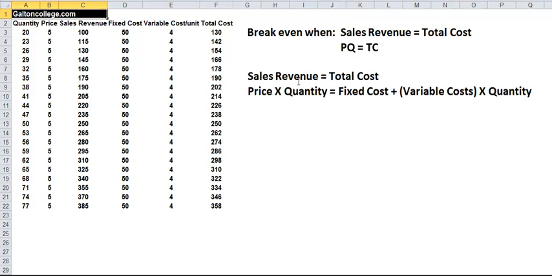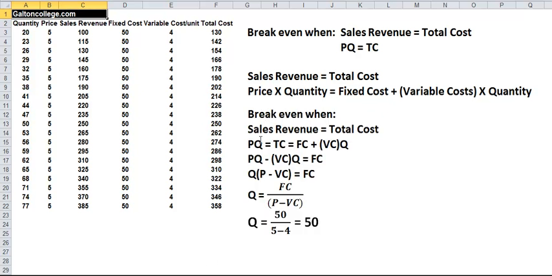Just expanding that, we've got sales revenue equals total cost. Price times quantity is sales revenue. And total cost here, well, that's just equal to fixed cost plus the variable cost per unit times the quantity. So fixed plus variable costs must equal the sales revenue. And with a little reflection, I'm sure you'll see that that's quite straightforward.